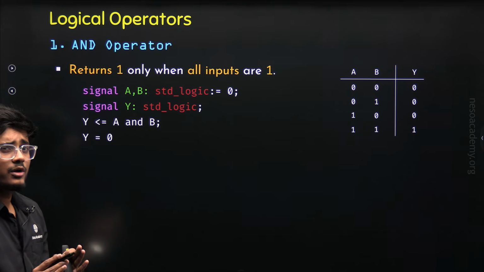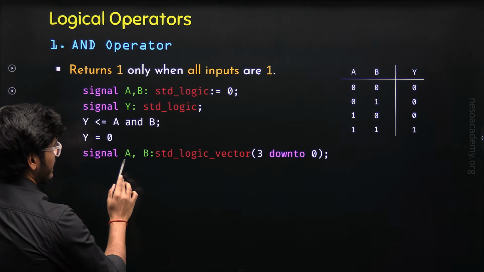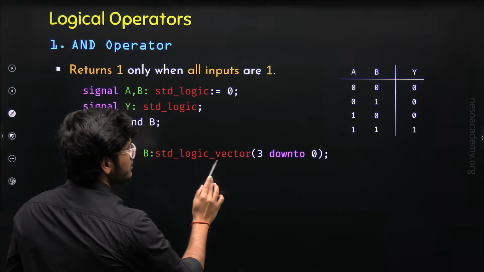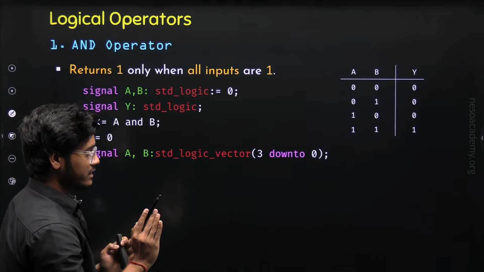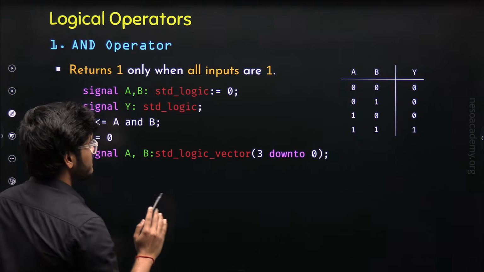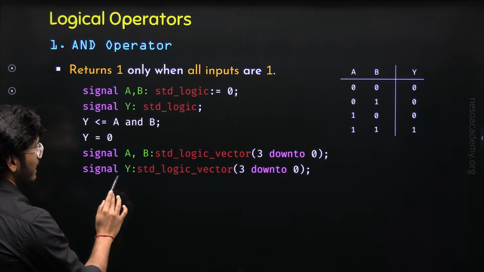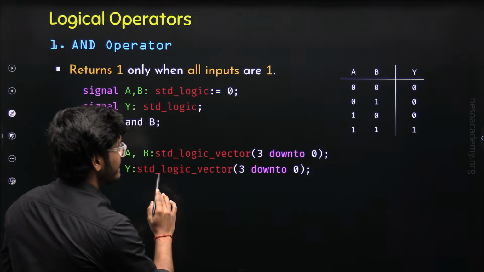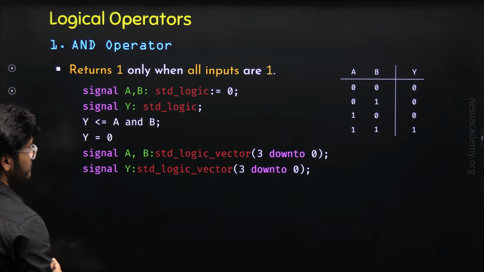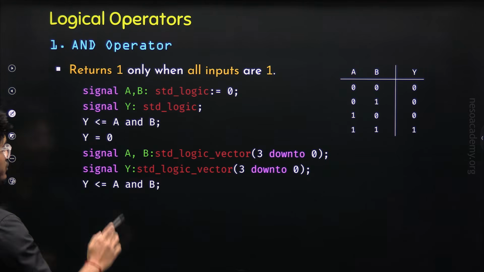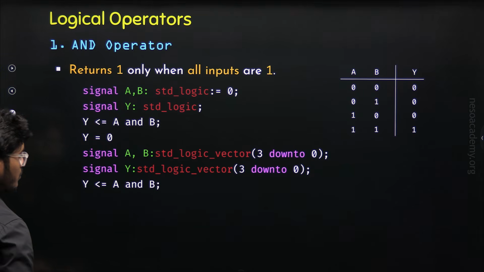Now let's see AND operation between two vectors. For that, I am creating two signals A and B with standard logic vector 3 down to 0, means A is a 4-bit standard logic vector and signal B is another 4-bit standard logic vector. Then I am creating signal Y which will store the 4-bit standard logic vector result. Now let's perform the AND operation using the keyword AND. So here I am assigning A and B and storing the result inside the signal Y.